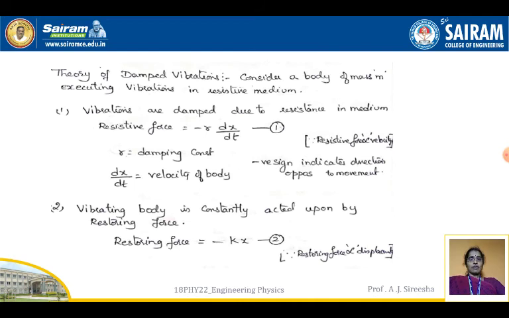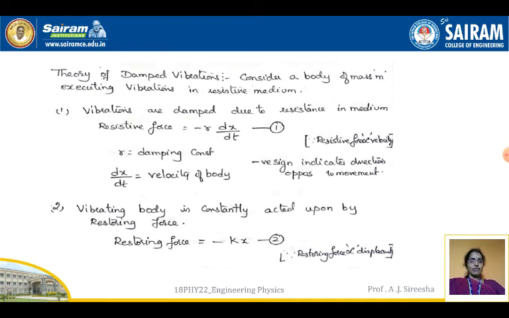Theory of damped oscillations. Now we are going to derive an equation of motion for the damped vibrations or damped oscillations. Consider a body of mass m executing vibrations in a resistive medium. Let us suppose air. We are going to find the equation or the theory of damped oscillations in air, where there exists a resistance. So it is a resistive medium. Vibrations are damped due to resistance in the medium. That means they are getting stopped because of the resistance in the medium.